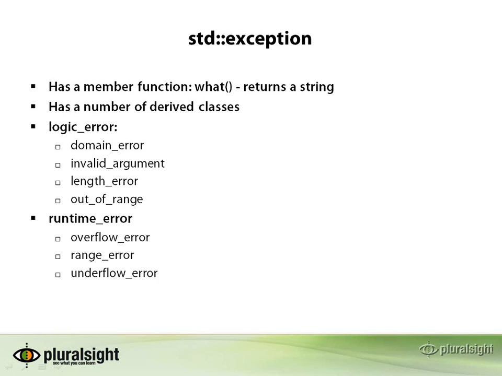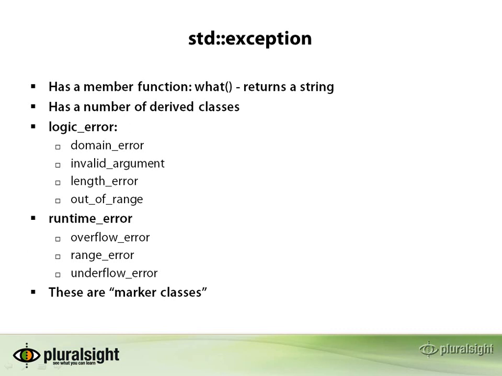Now there's another set called runtime error to handle things like underflow and overflow. The interesting thing about all of these classes that inherit from exception is they don't add anything. They don't add any new member variables. They don't add any new member functions. The only thing they have is their name.